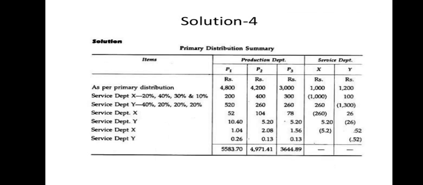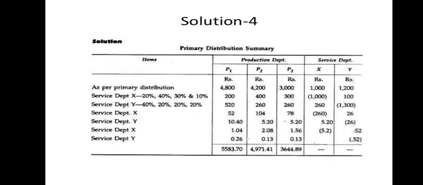Now all 3 production departments are over. We have service department Y with the 10%. So 1,000 into 10 by 100, that is 100. Check clearly in the second line of the primary distribution summary. So service department X's 1,000 rupees are apportioned to the 3 production departments and service department Y: production department 1 with 200 rupees, production department 2 with 400 rupees, production department 3 with 300 rupees and service department Y 100 rupees.